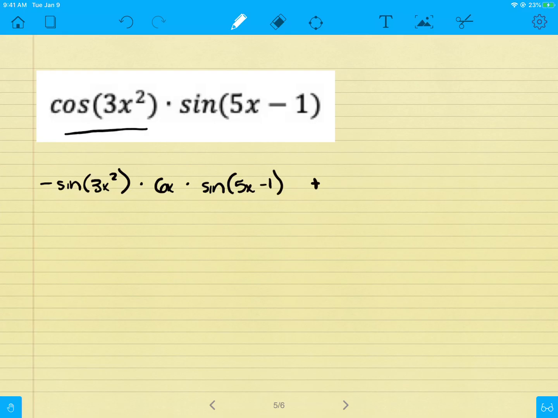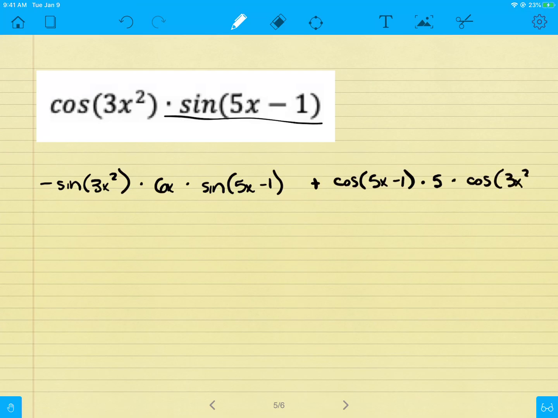plus the derivative of the second. Well, the derivative of the second item is this. The derivative of the sine is cosine of 5x minus 1 times whatever's in the power, or in the parenthesis, I should say, times the front, which is cosine of 3x squared. And again, you're not going to combine those, and we can rearrange stuff, but you're not going to combine anything. But there's your derivative. That's the whole thing right there.